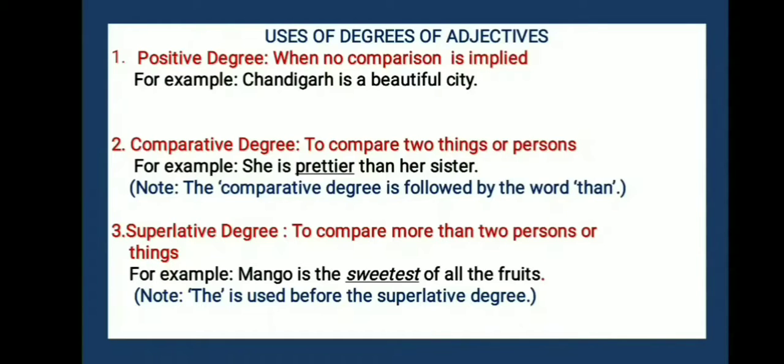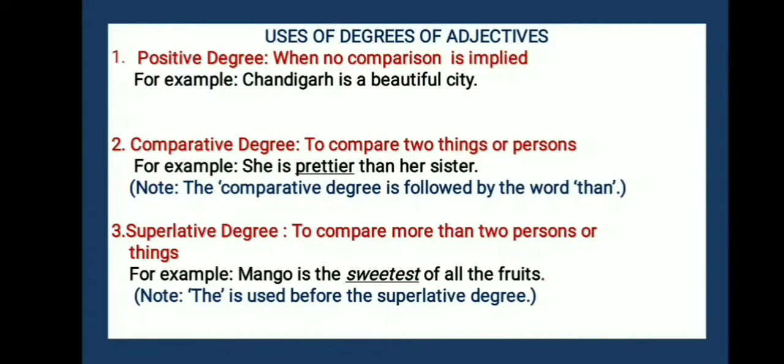The second is comparative degree. It is used to compare two things or persons. For example, she is prettier than her sister. The adjective prettier forms the comparative degree. Students, please remember one thing, that the comparative degree is followed by the word than.